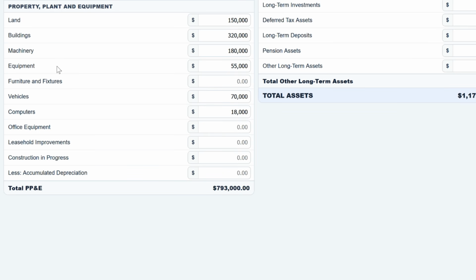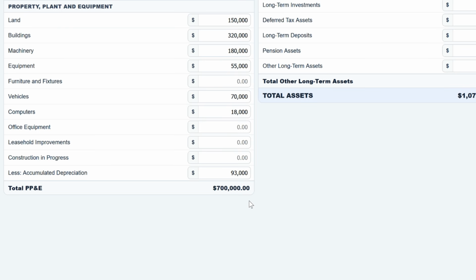However, fixed assets are not reported only at their purchase price. Most fixed assets gradually lose value as they are used over time. This reduction is called depreciation. Our example includes less accumulated depreciation, showing $93,000. Notice how the application automatically subtracts accumulated depreciation instead of adding it. This demonstrates one of the most useful features built into the balance sheet builder. When all of these fixed asset accounts are combined, the application calculates total property, plant, and equipment as $700,000.